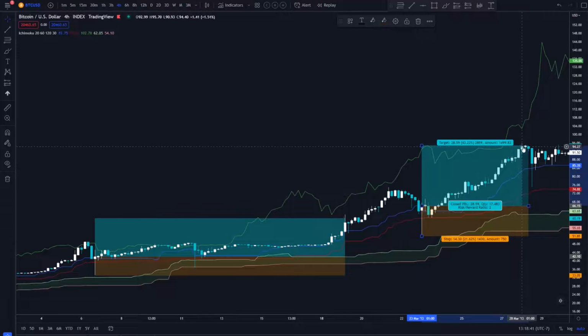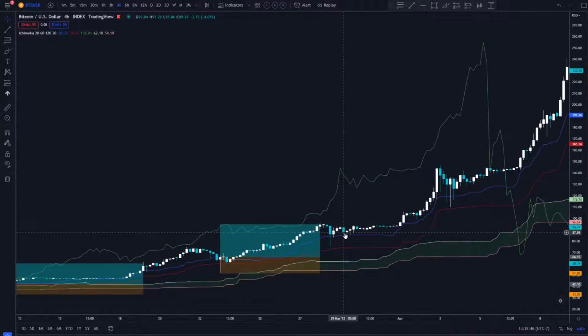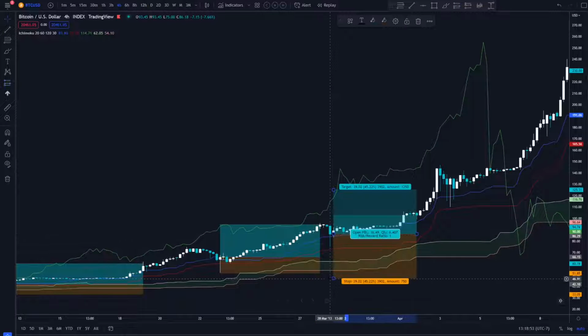And you can see that was another winner right there on that candle. And then one more time right here, all the conditions are still met. So let's do one more long here.